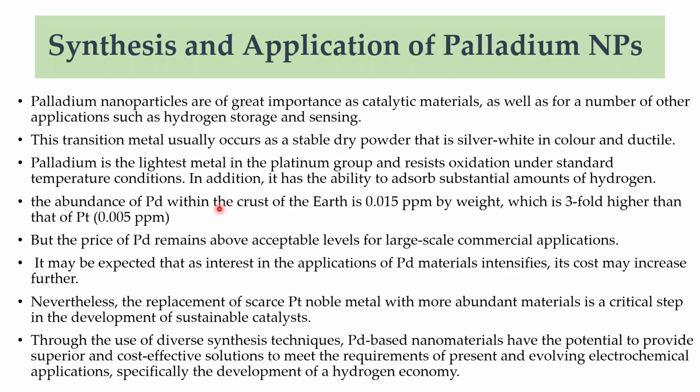And when it comes to abundance, palladium in the Earth's crust has 0.015 ppm by weight, which is threefold that of platinum. But the price of palladium is above the acceptable levels for large scale commercial application. It is feasible that platinum and palladium have the same properties, and we can use palladium instead of platinum because platinum resources are very scarce in nature and palladium is more abundant, and it is one of the major sustainable things we can do.